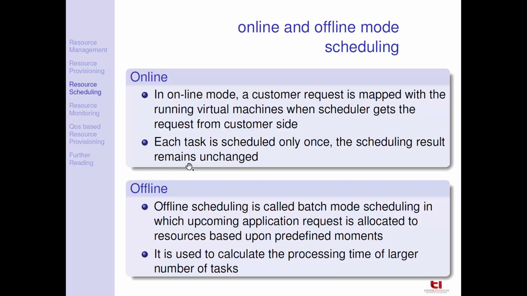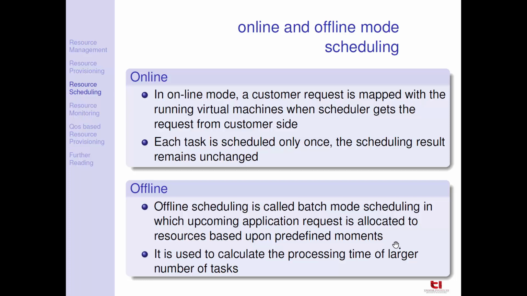The scheduling result will remain unchanged. So this is online. And the second one is offline. Offline scheduling is also called batch mode scheduling. What happens in this is the application request is allocated to the resources based on predefined moments. So it is used to calculate the processing time of a larger number of tasks. Based on the previous history, the way the scheduling has been done, a particular task will be scheduled. That is why it says based on predefined moments.